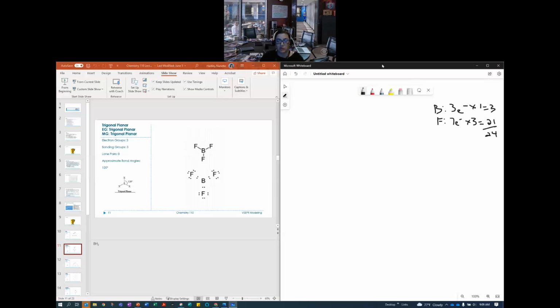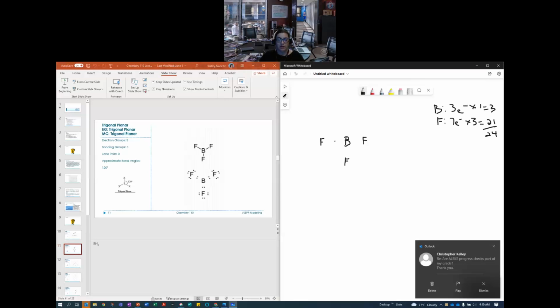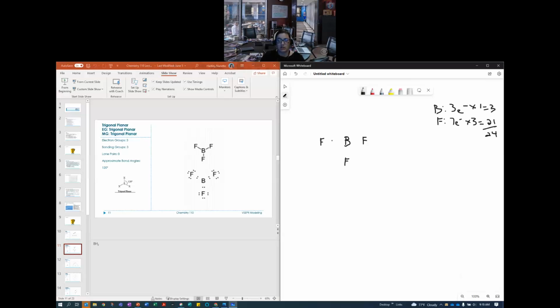I take my boron, since it's the one that's written first, it goes in the middle. I have 3 Fs that are going to go around it. And there's no real rhyme or reason to why I put them where I put them. It's just drawing them. You will notice that as I continue to move things, it looks more similar to the electron pair geometries and the molecular geometries, and that's just because of my familiarity with them. But there's no rhyme or reason to why they get drawn the way they're drawn.